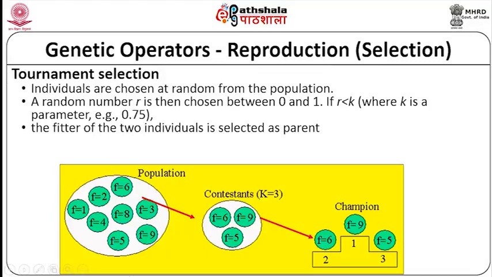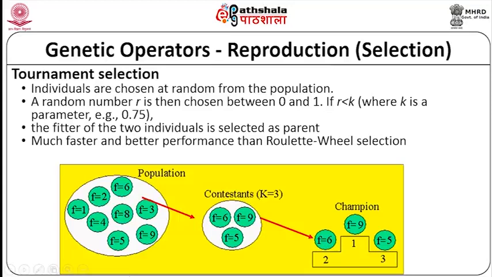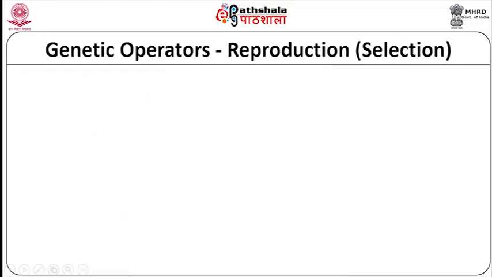So, individuals are chosen at random from the population, and a random number, for example 0.75, is chosen. How many individuals you choose depends on r, and out of those you choose the best one. This gives much faster and better performance than roulette wheel selection.